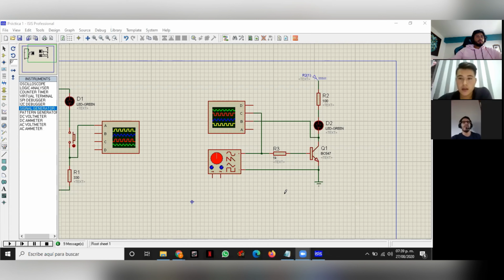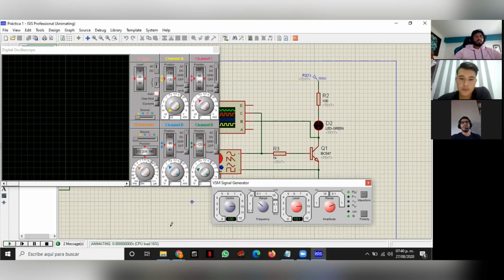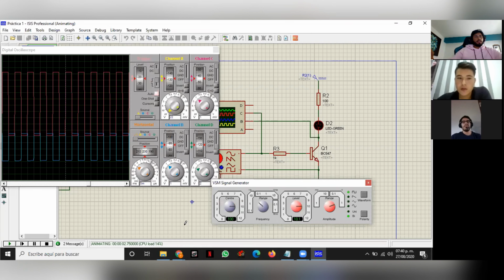Now, as you can see from the circuit in Proteus, we used the main component. It is a transistor BC547, whose collector is connected to the LED. And we are going to apply a square signal to the base of this transistor. This will help us turn it on and off depending on the signal. And we are also going to look at the output signal and the generated signal that we are going to connect to the base.